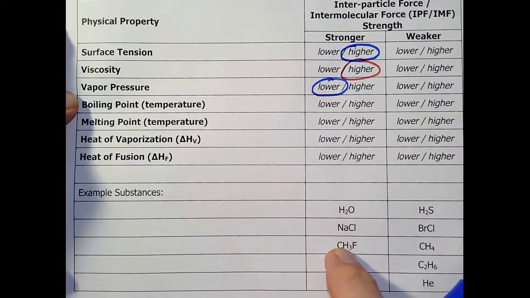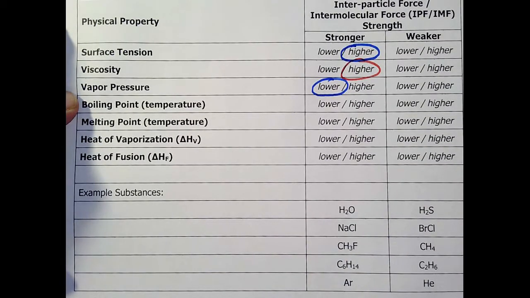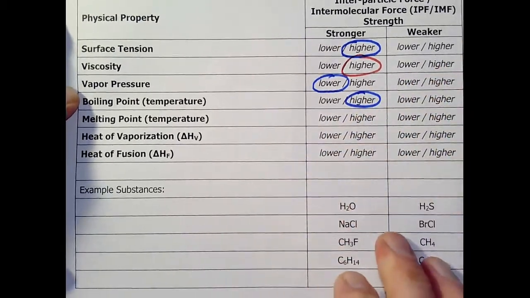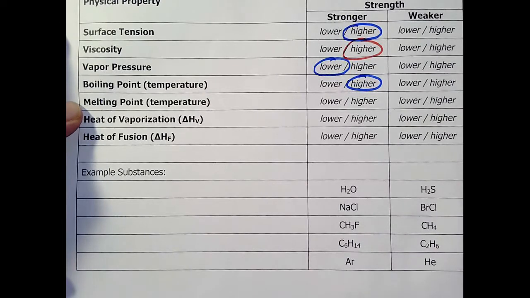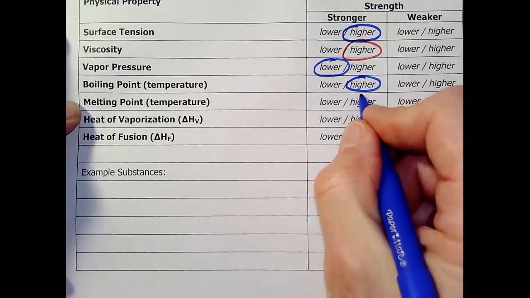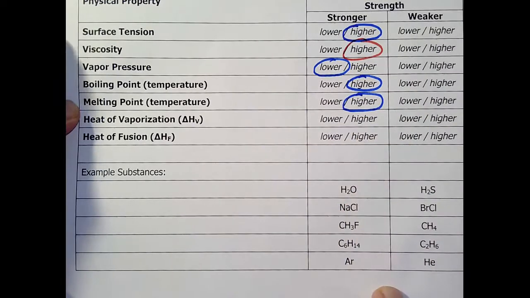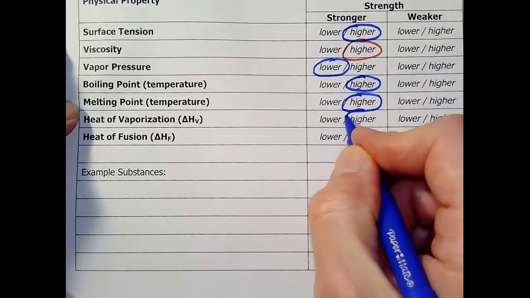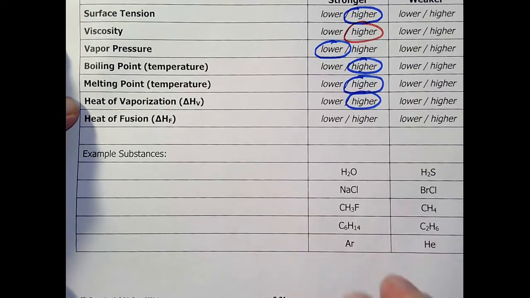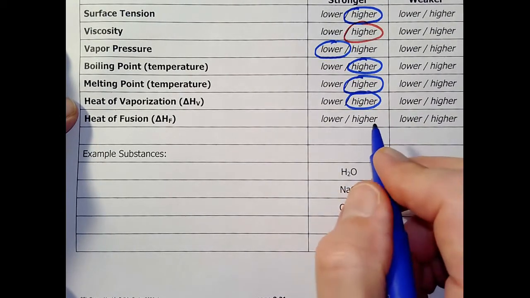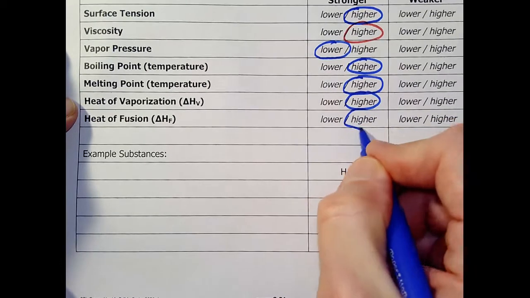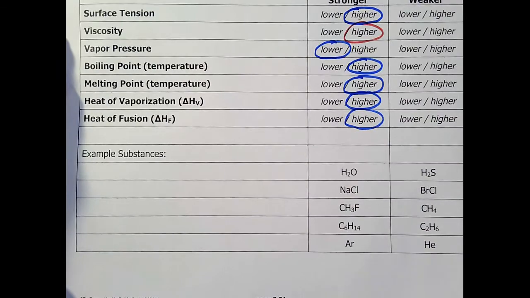The boiling point, how hot, how much particle energy do we need to get them to break up? It's got to be higher. Melting point, how much energy do we need the particles to have to separate? It's got to be higher. Heat of vaporization, how much energy do I have to put in to get those particles to leave the liquid? It's got to be higher. And again, how much energy did I have to put in to get the solid intermolecular forces to break up? It's higher.